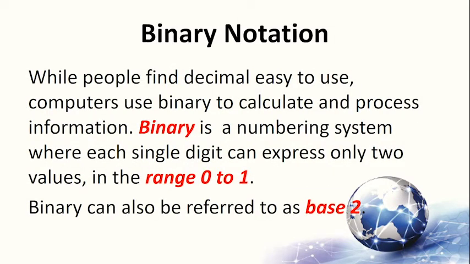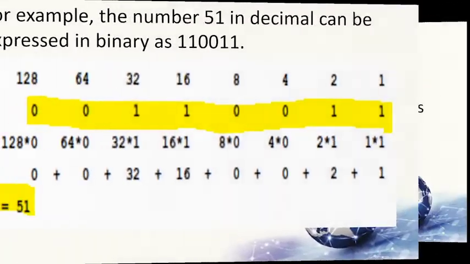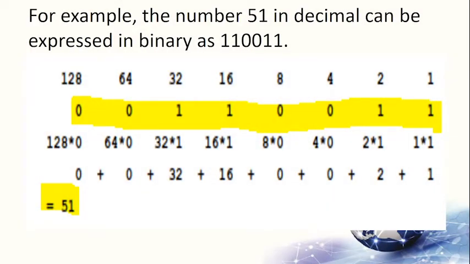While people find decimal easy to use, computers use binary to calculate and process information. Binary is a numbering system where each single digit can express only two values, in the range of 0 to 1. Binary can also be referred to as base 2. For example, the number 51 in decimal can be expressed in binary as 110011.